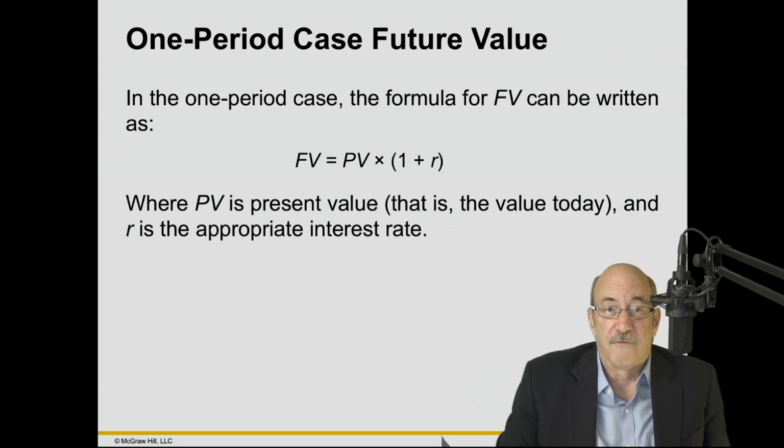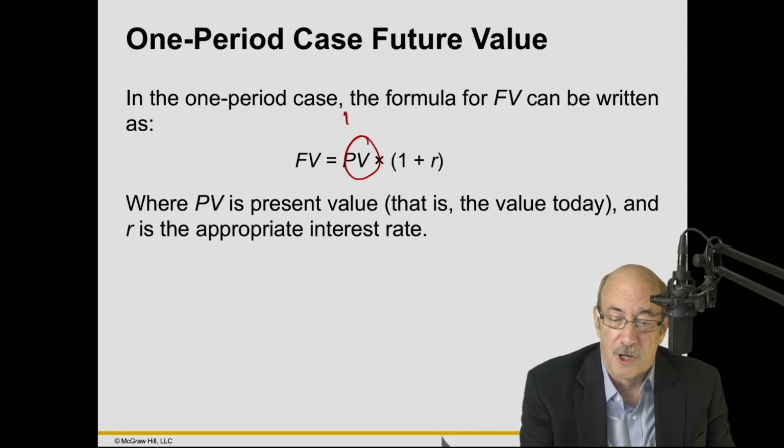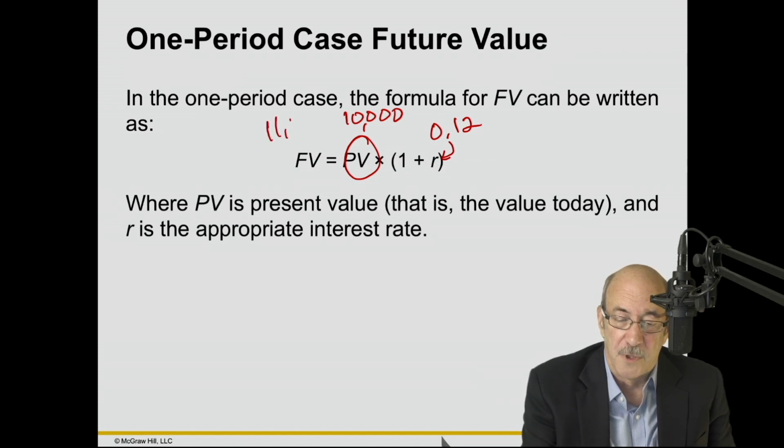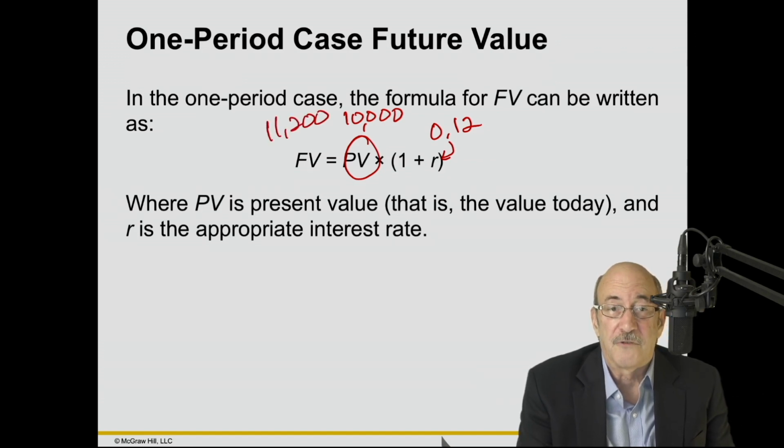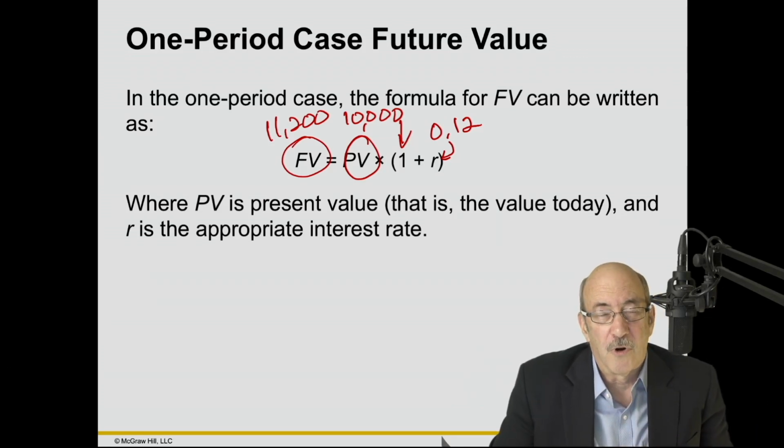Here's the formula in a more generalized form. So no matter what the present value is, this is what we were talking about with the 10,000. That would be our PV. The 0.12 or 12% would be our R. And then the future value would be the 11,200 in the example that we just worked. And obviously, you can think of that 1 there. That's carrying the principal forward.